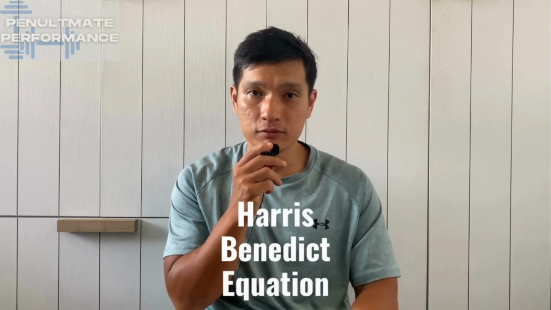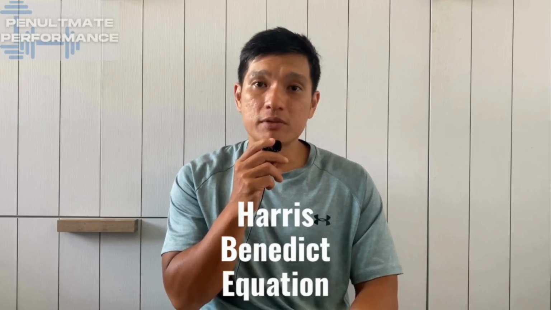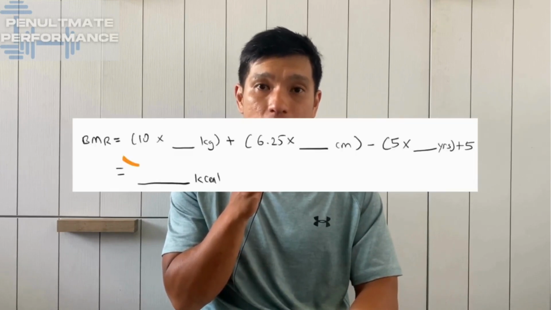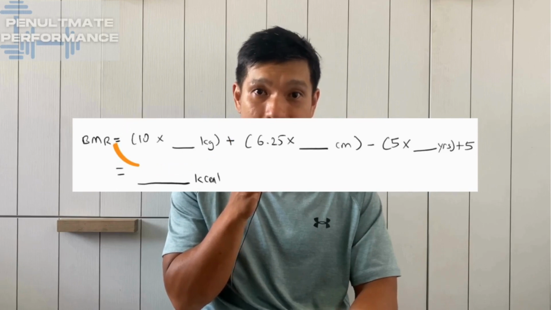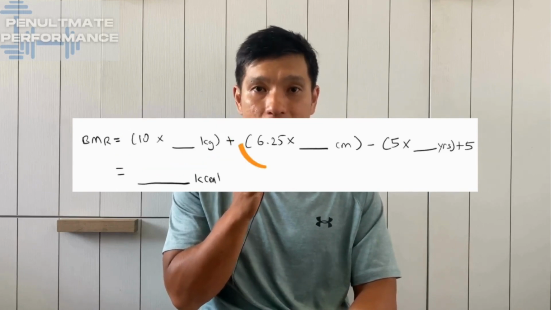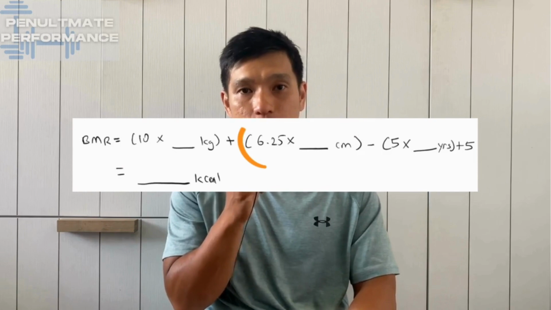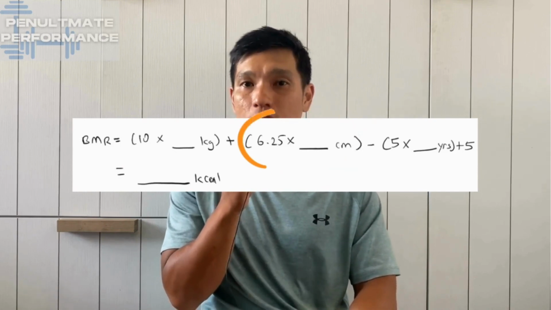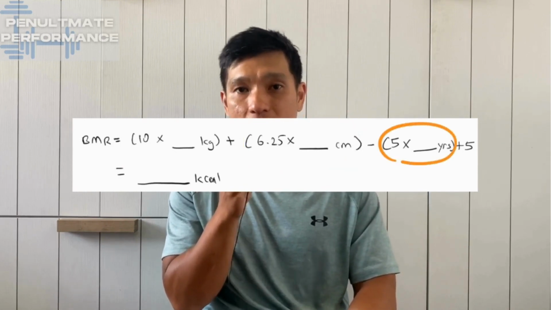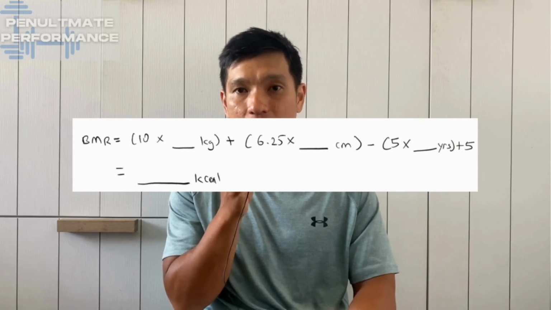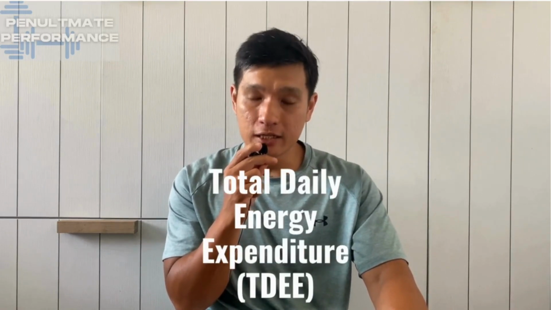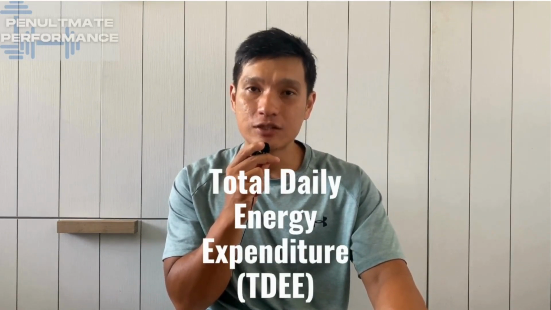There are a couple of formulas out there, but today we are going to be using the Harris-Benedict equation. Here you can see BMR is calculated by your body weight in kilograms times 10, and you add that to your height in centimeters times 6.25. Then you subtract your age in years times 5, and finally add 5, and you will arrive at your BMR.